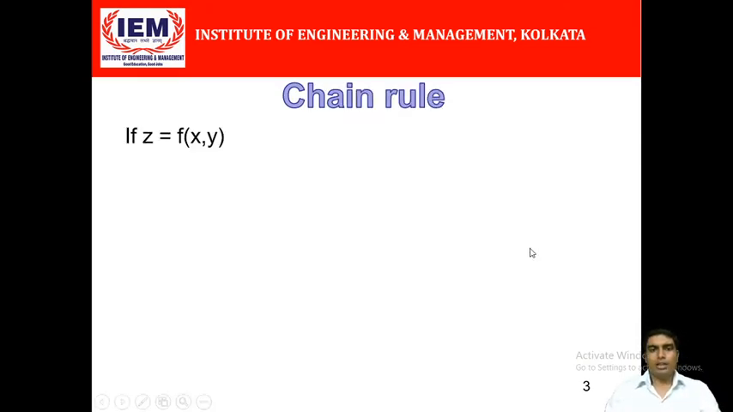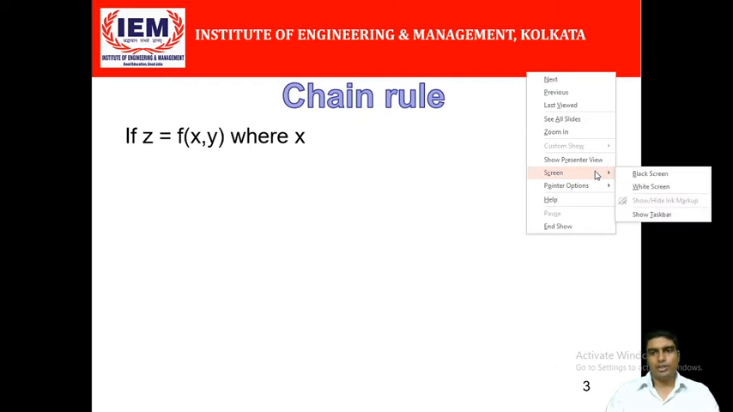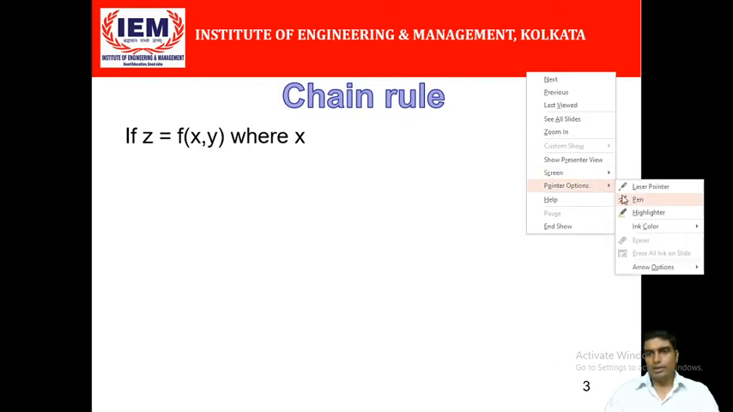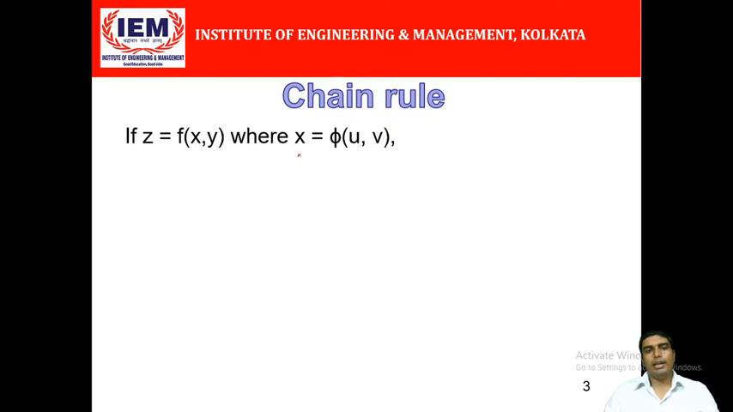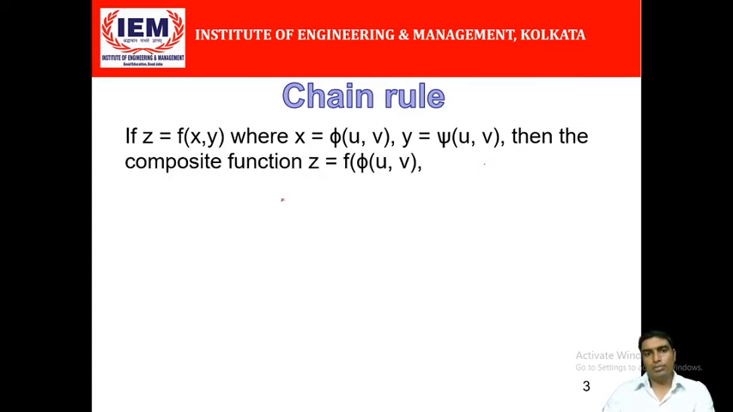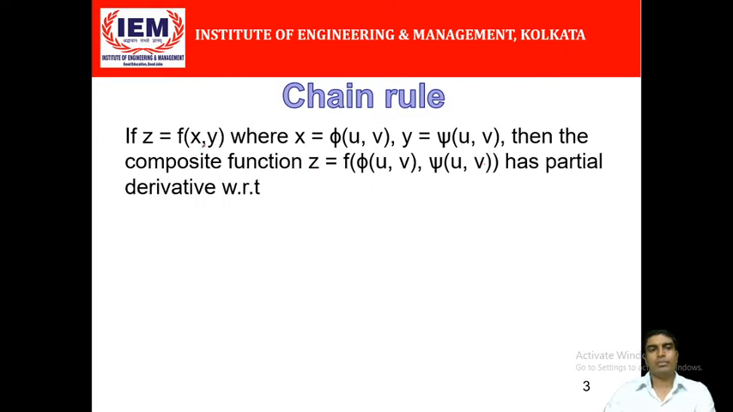Suppose we have this function z equal to f(x, y), no problem, right? So z equals f(x, y), where x is another function of two variables u and v, and y is another function of the same two variables u and v. Then z basically will be a composite function of u and v, right? In the place of x, if you write phi of (u, v), and in the place of y, if you write psi of (u, v), then basically this will be a composite function of u and v.